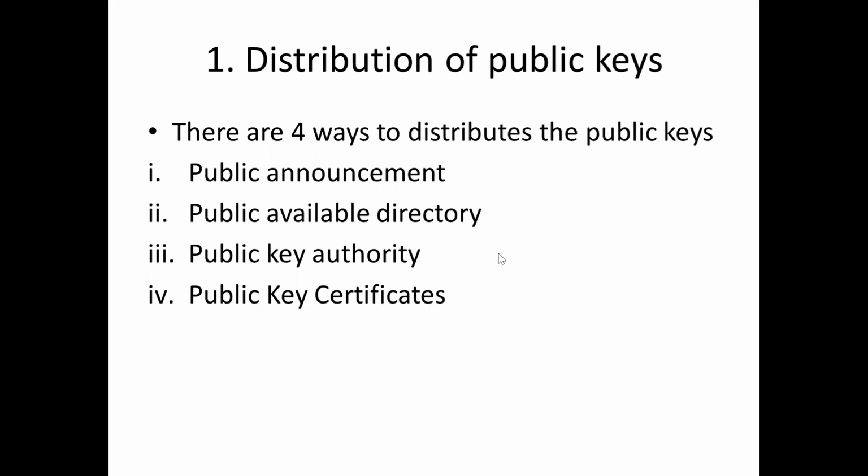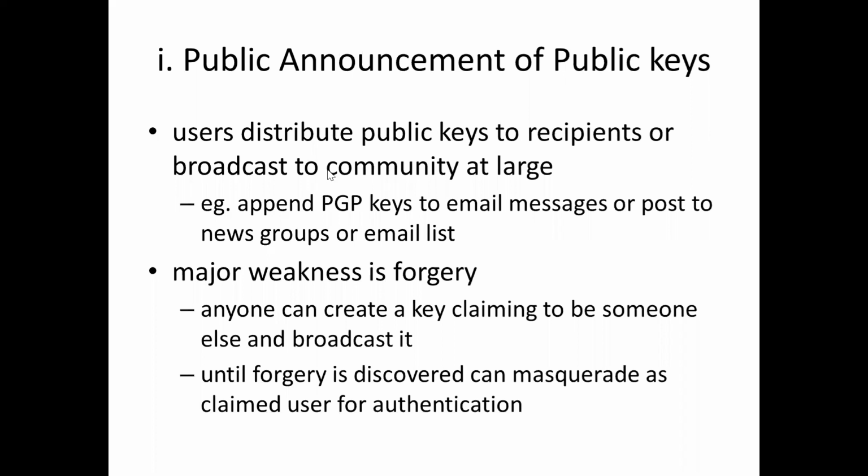The four ways are, one is public announcement. In public announcement, the user distributes keys to the recipient or broadcasts them to the community at large. They may be sent in email messages or posted to a newsgroup or email list. So what is the major weakness of this method? The major weakness is forgery. Anyone can create a key claiming to be someone else and broadcast it.